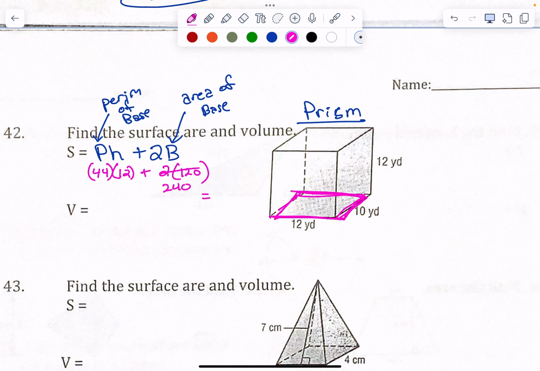Give it to me. Surface area, what you got? 768 yards squared. These people who are typing them into their calculator, that's a good idea. So you know how to type it in.